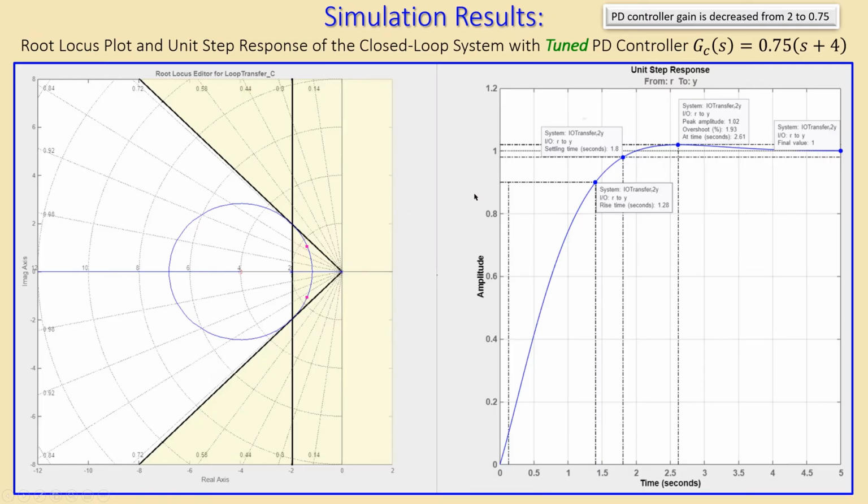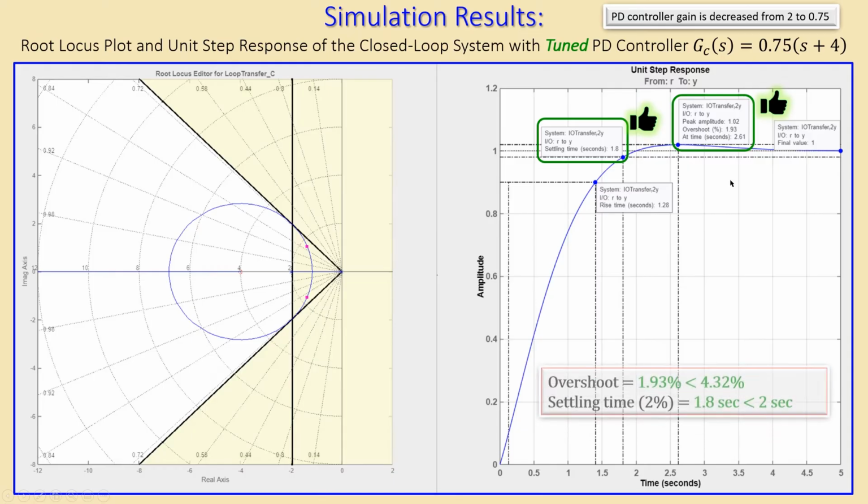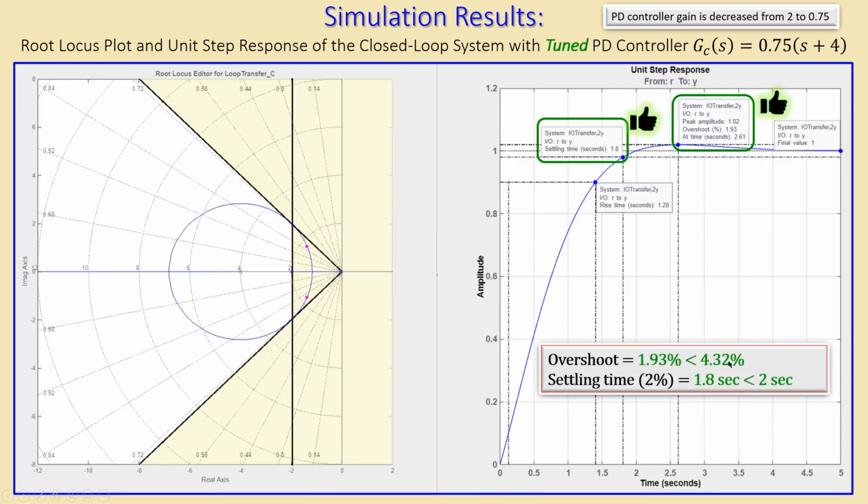But if I look at the response, I can see the settling time is now 1.8, a little bit larger than what I had in the tuned version for the zero shifting. That's still fine, and I can see that the overshoot is now 1.93%, almost 2%, but it is smaller than 4.32%, so that's also fine. So in total, this overshoot is fine, and the settling time is less than 2 seconds, that's also fine.